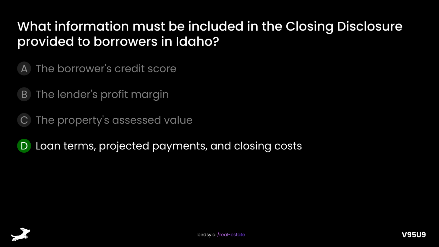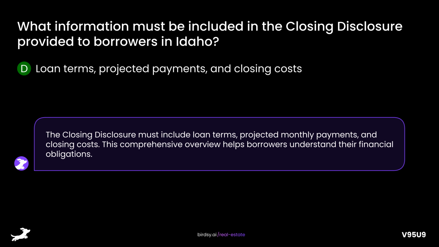The answer is D, loan terms, projected payments, and closing costs. The closing disclosure must include loan terms, projected monthly payments, and closing costs. This comprehensive overview helps borrowers understand their financial obligations.